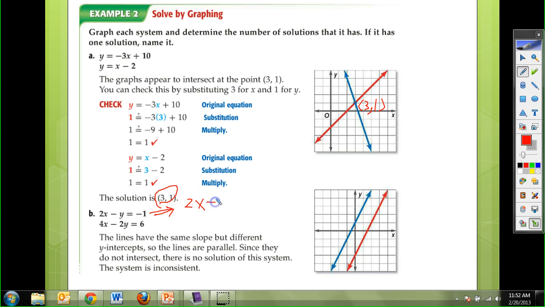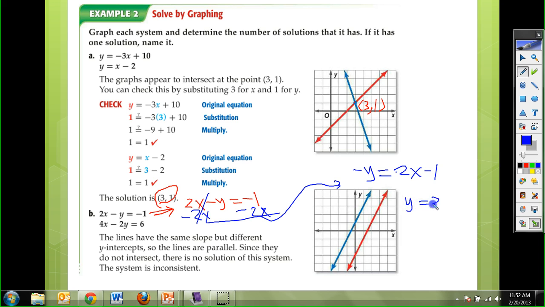So if you remember properly how to change this so that it looks like y equals. You have negative y equals negative 2x minus 1. Divide by negative 1 on each side, and you have y equals 2x plus 1. So start at 1, rise 2, run 1. So there is your graph right there in blue.